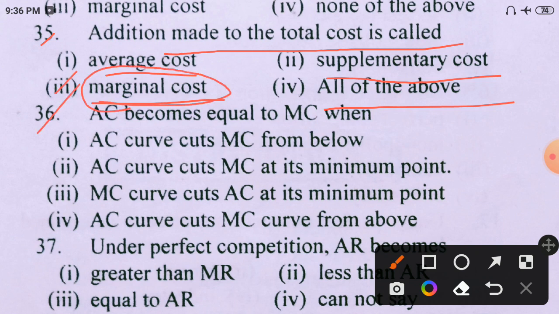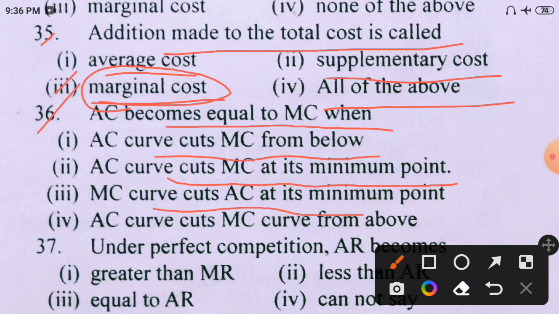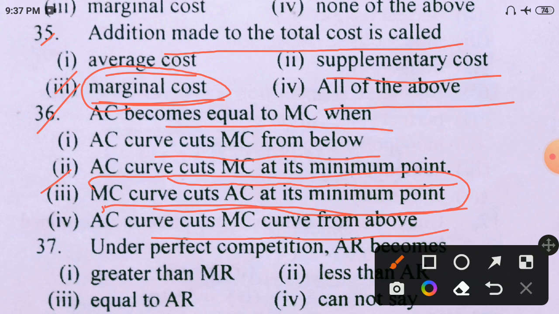Number 36. AC becomes equal to MC when: (i) AC curve cuts MC from below, (ii) AC curve cuts MC at its maximum point, (iii) MC curve cuts AC at its minimum point, (iv) AC curve cuts MC from above. Which is the correct answer? The correct answer is (iii). Always remember it: the MC curve cuts the AC curve at its minimum point. At that time, AC becomes equal to MC.